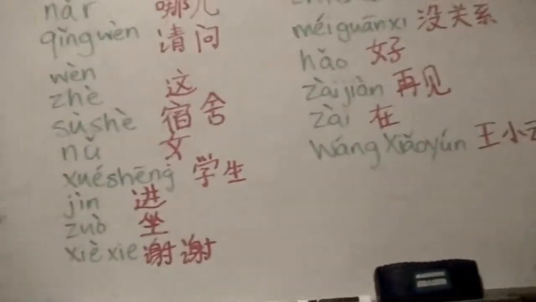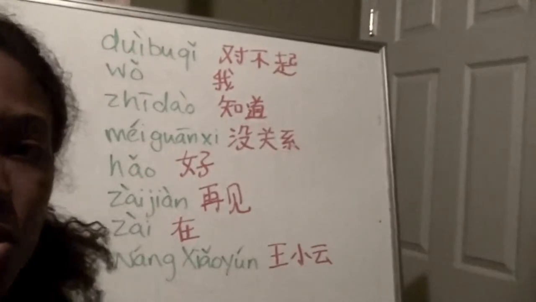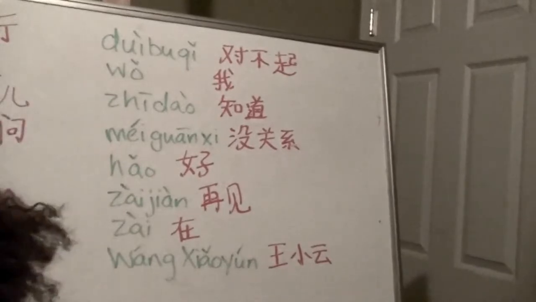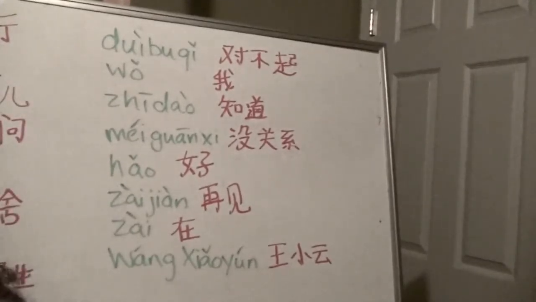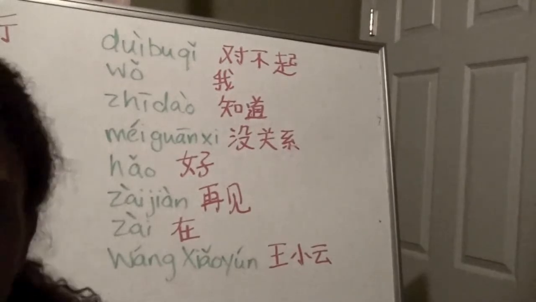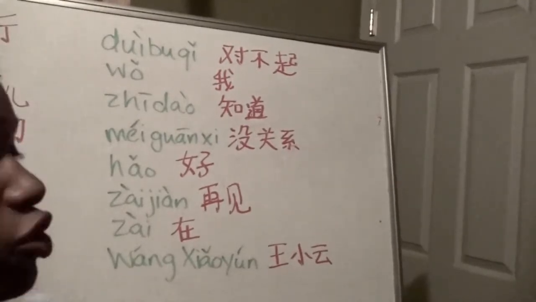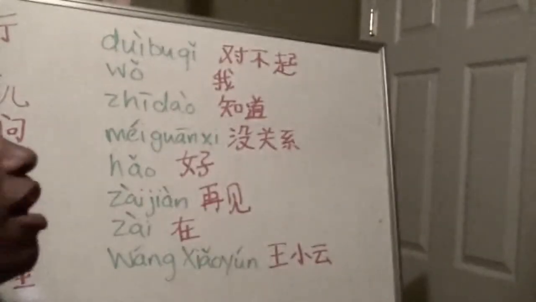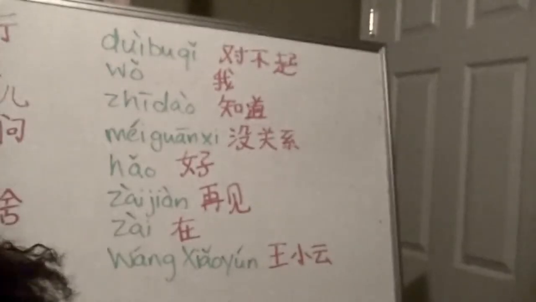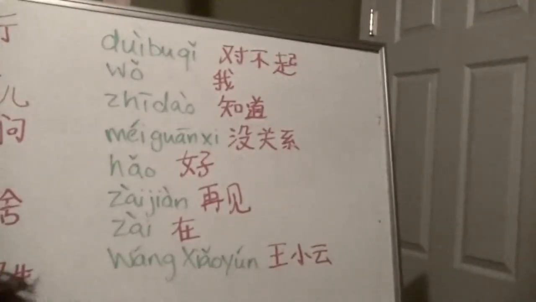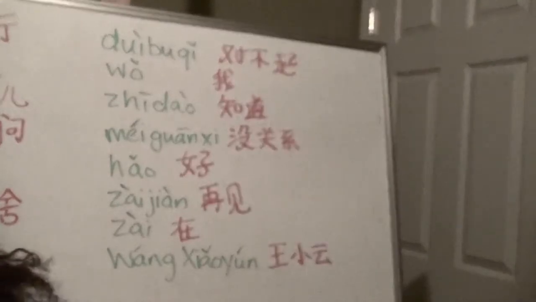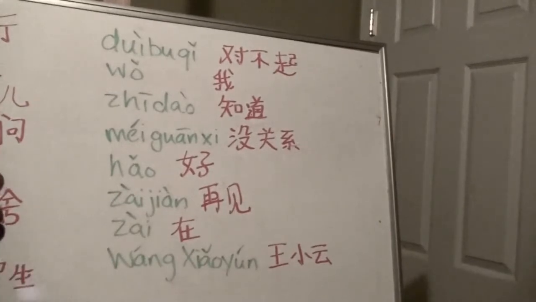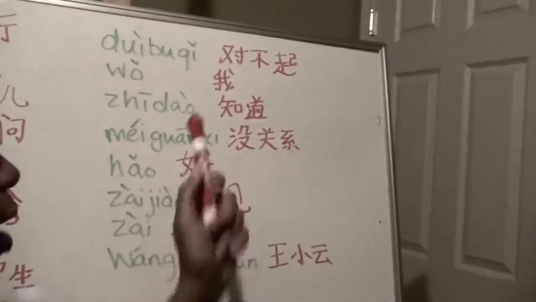Alright, so now we're gonna go on. 对不起, I'm sorry. I believe we went over this in the very beginning: 我, 他, 妈妈, 爸爸. These are the words you guys should remember, I hope, even though it's been about a year. 知道, to know. 我不知道, I don't know. 他不知道, she doesn't know. 我们都不知道, we all don't know.